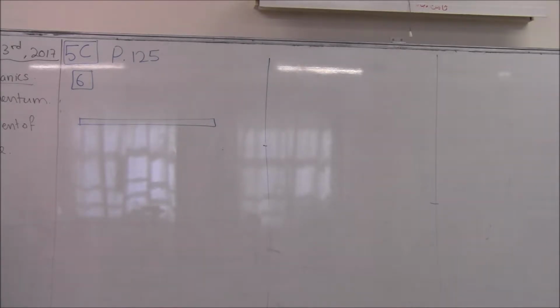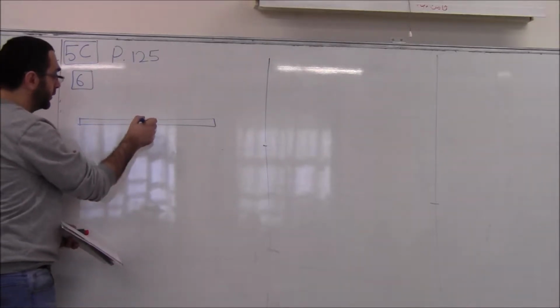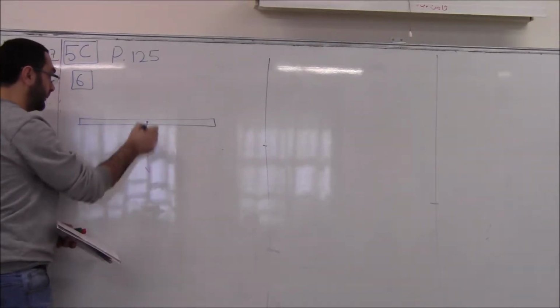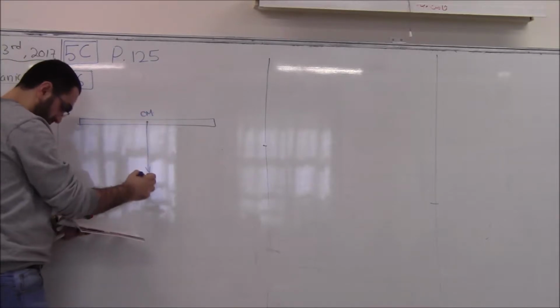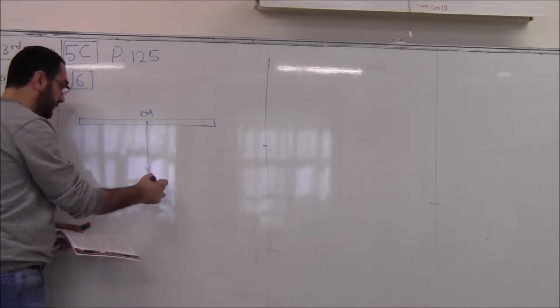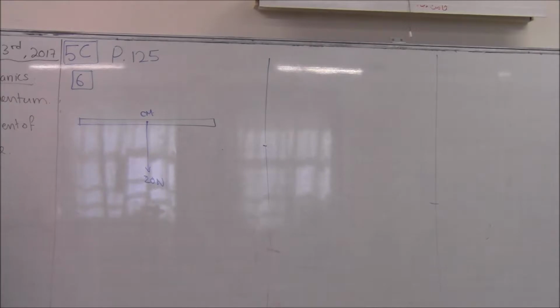Okay, guys. Pay attention, please. Question 6. Uniform rod AB. Uniform, so the center of mass lies exactly where? At the midpoint, where the weight of 20 newtons acts. Okay. Clear?